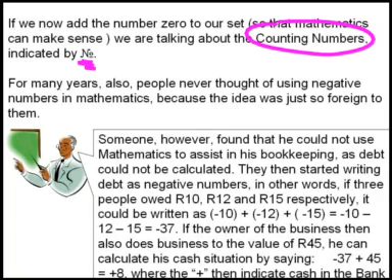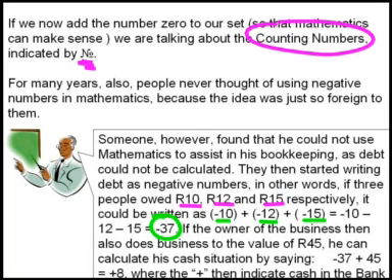They then started writing debt as negative numbers. In other words, if 3 people owed 10 Rand, 12 Rand and 15 Rand respectively, it could be written as minus 10 plus minus 12 plus minus 15, which then gives us minus 10, minus 12, minus 15, or minus 37. So the total debt was added together as normal, 10 plus 12 plus 15, but it was written as negative numbers to indicate debt.